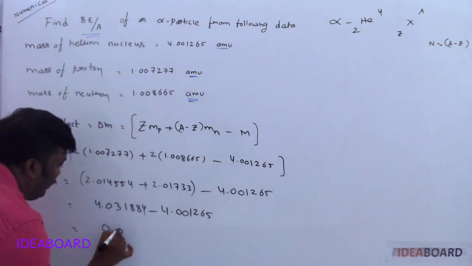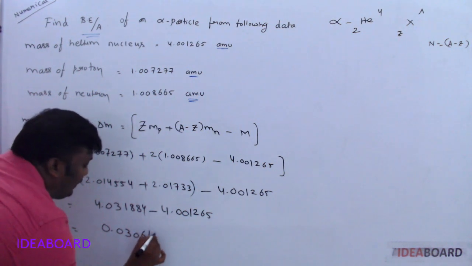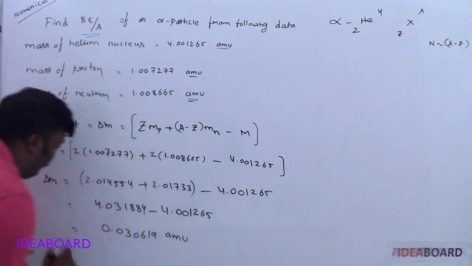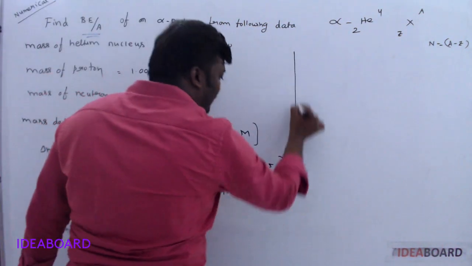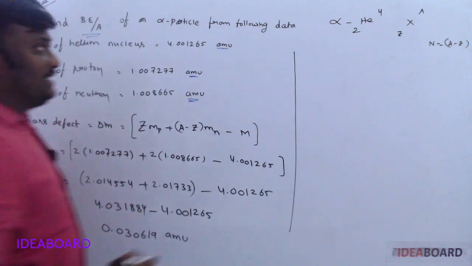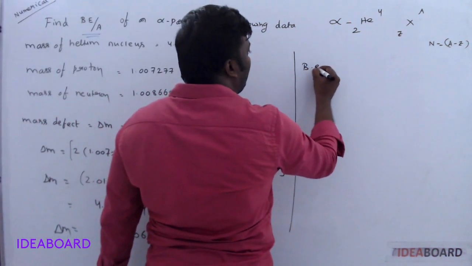Then this value becomes 0.030619 AMU. So this is the value of the mass defect. Okay, so now we have the mass defect value. Next, find the binding energy.